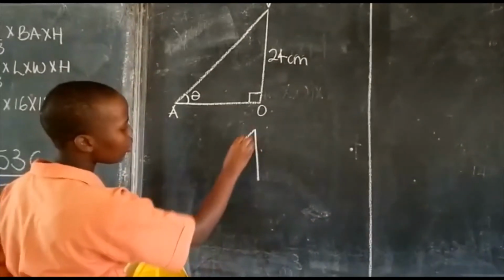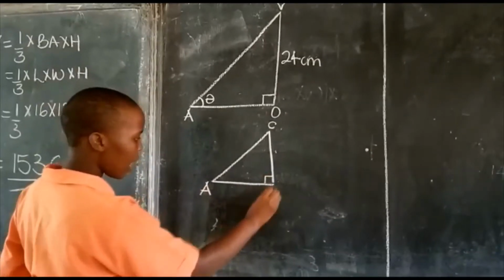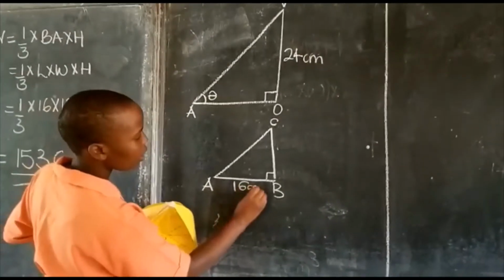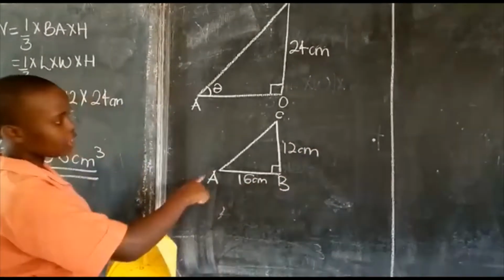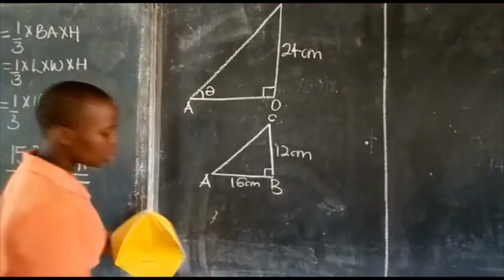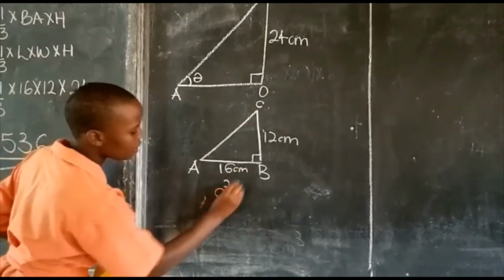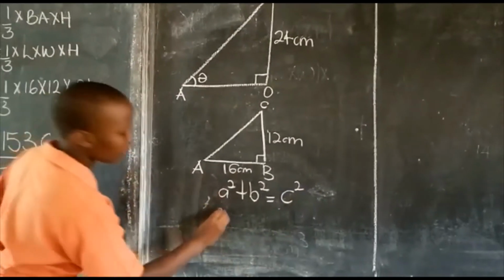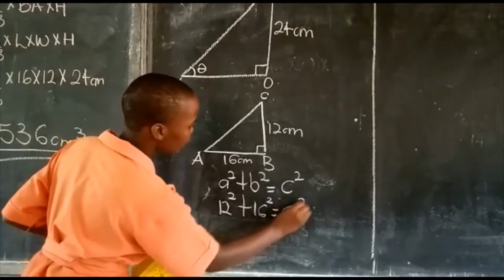We shall extract the triangle, which will look like this: A, B and C. Our line AB is this one, which is 16 centimeters, and BC, which is 12 centimeters. So we have to first calculate AC, and to get half of it, that will be AO. We shall use Pythagoras theorem to calculate this side AC. It will be a squared plus b squared equals c squared, so 12 squared plus 16 squared equals c squared.